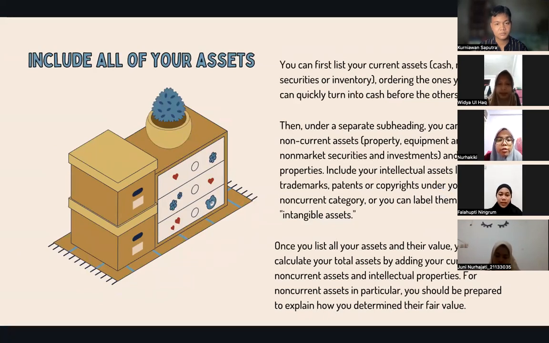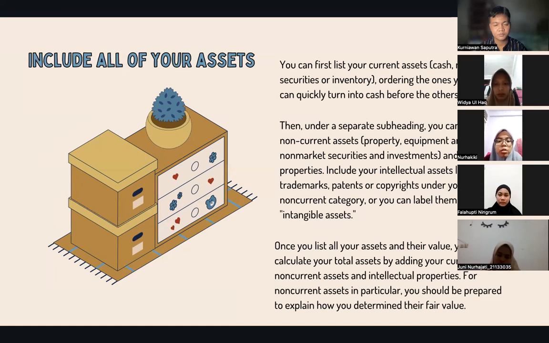Include all of your assets. You can first list your current assets: cash, marketable securities, or inventory, ordering the ones your company can quickly turn into cash before the others. Then, under a separate subheading, you can list your non-current assets: property, equipment, non-marketable securities and investments, and intellectual properties. Include your intellectual assets like trademarks, patents, or copyrights under your non-current category, or you can label them under intangible assets.